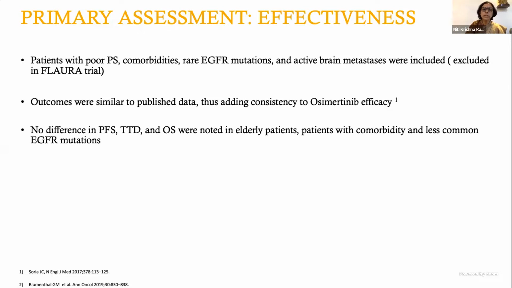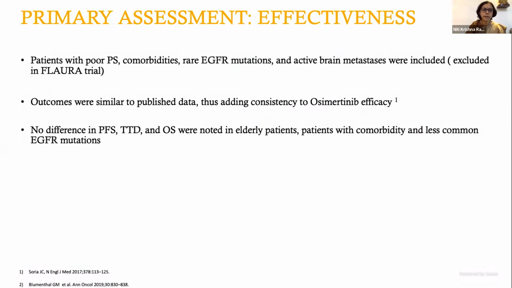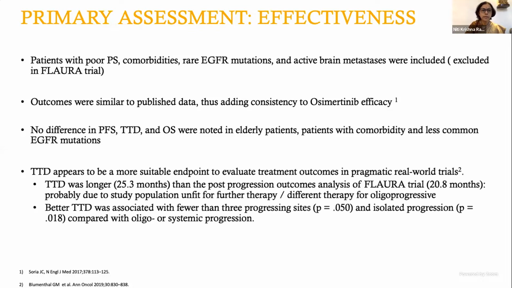There was no difference in PFS, time to deterioration, and OS noted in elderly patients, patients with comorbidity, or patients with less common EGFR mutations as well. So these were the Kaplan-Meier curves noted for osimertinib in real-world data. And as I said, there was no difference noted in any subset. So TTD appeared to be a more suitable endpoint to evaluate the treatment outcomes in real-world trials.